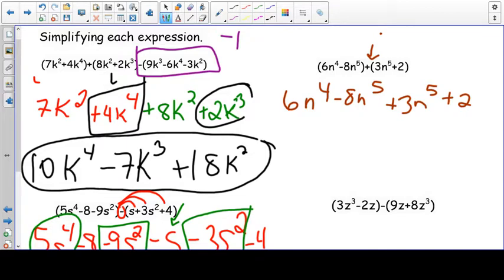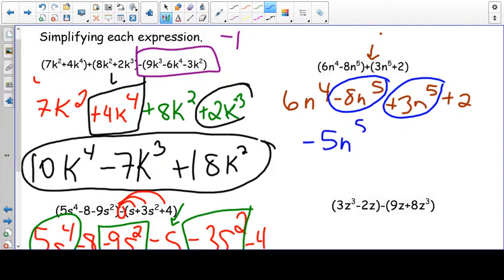So let's go ahead and combine our like terms. I want to look for the biggest exponent. Which one is the biggest exponent? Yeah, these two. I have negative 8n to the fifth plus 3n to the fifth. That's going to end up giving me negative 5n to the fifth. Then I want to look for the next biggest exponent, which would be my 4. So I have plus 6n to the fourth. And then that constant of 2.